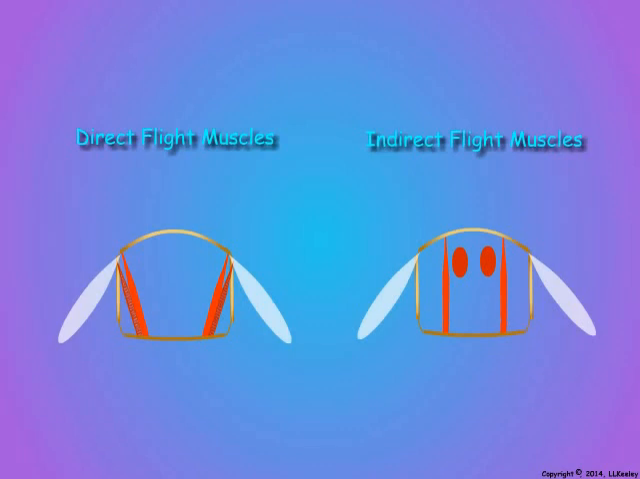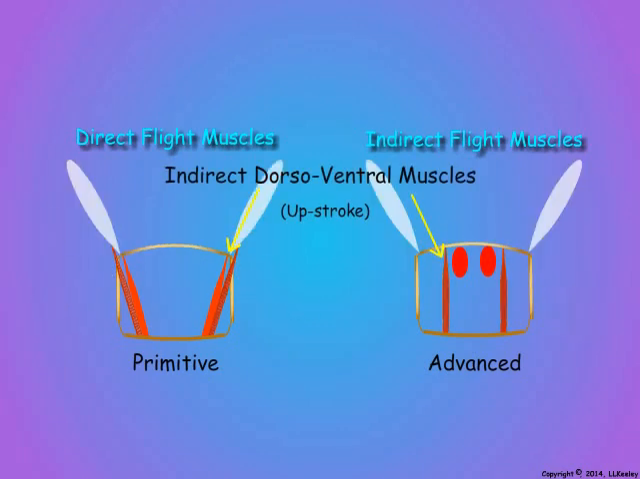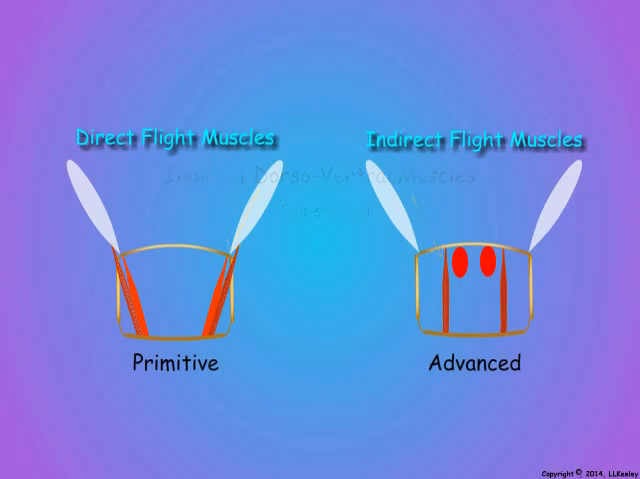Here is a cross-section of a thorax from a primitive insect such as a dragonfly, compared with that of a typical thorax from the more advanced flying insects. In both the primitive and advanced insects, indirect dorsoventral muscles produce the upstroke, but in the primitive orders, muscles attach directly to the base of the wing to produce the downstroke.